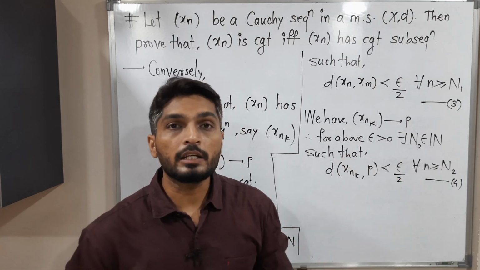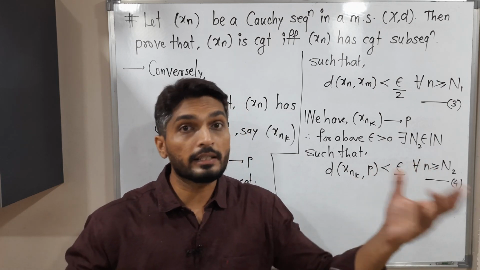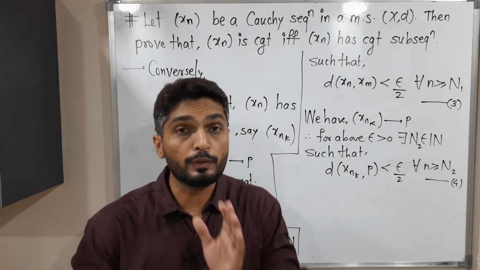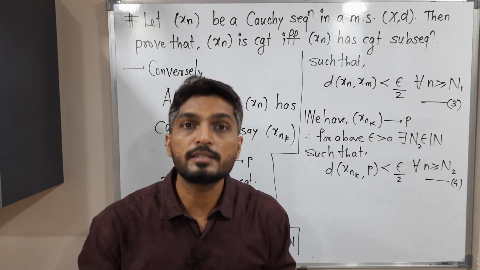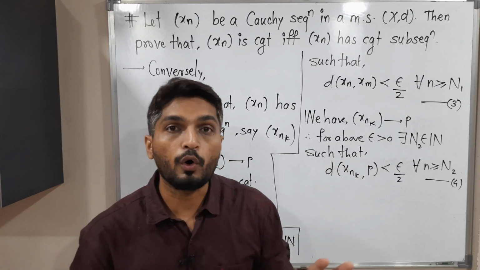And the second inequality is true for n greater than or equal to n2, which is another natural number. It can be another natural number. So, what will I do? I will choose the maximum of n1 and n2, then 3 and 4 will be true for that n.